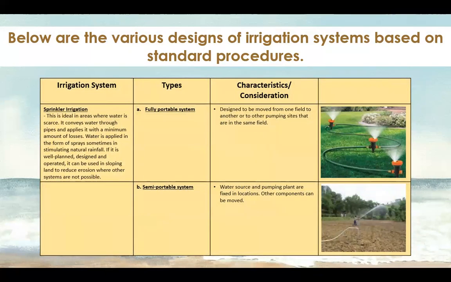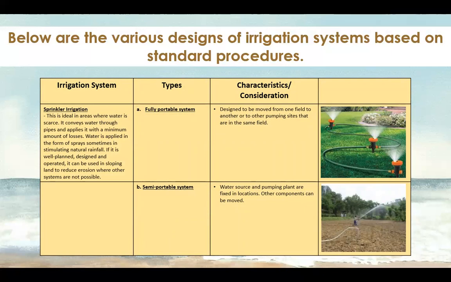Next irrigation system, we have the sprinkler irrigation. This is ideal in areas where water is scarce. It conveys water through pipes and applies it with a minimum amount of losses. Water is applied in the form of sprays, sometimes simulating natural rainfall. If it is well planned, designed, and operated, it can be used in sloping land to reduce erosion where other systems are not possible.